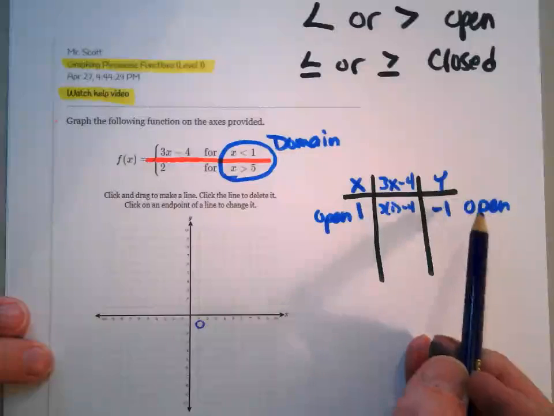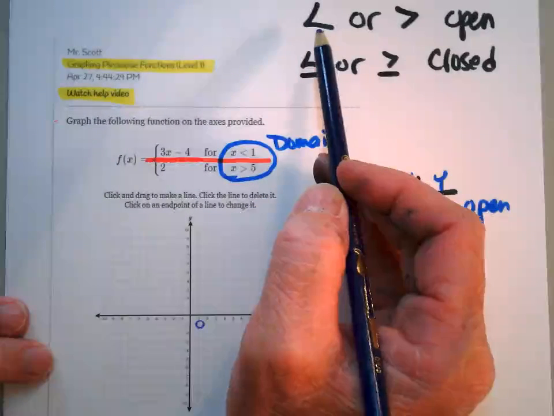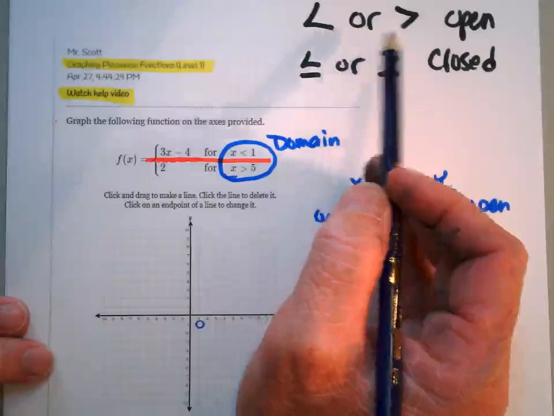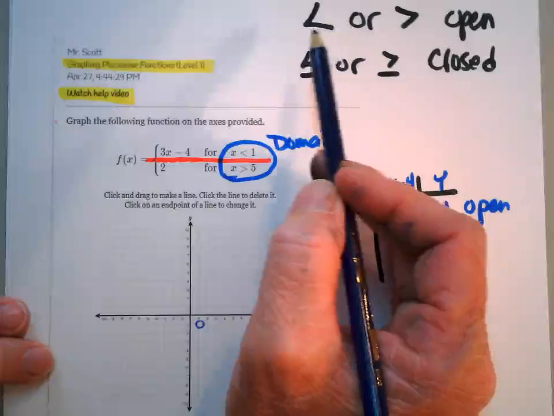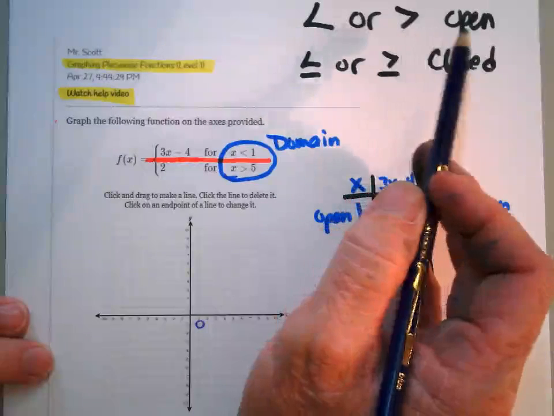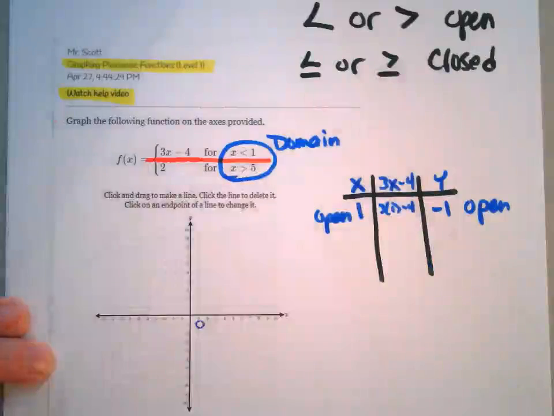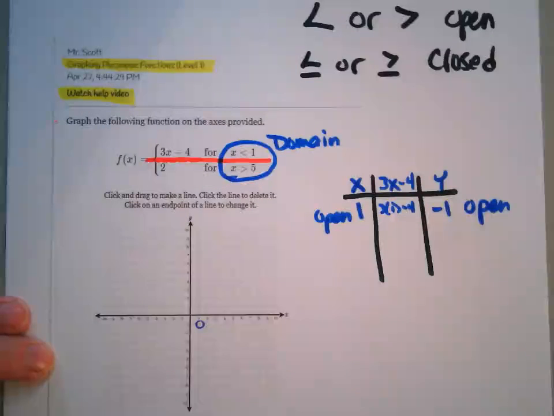Why is it an open circle? Because inequalities that do not have an equal to with them are to be open circles. They're not included in the actual graph. All right, so the next x value that we will use for this problem has to be less than 1.